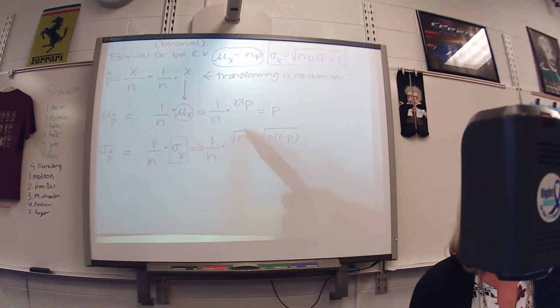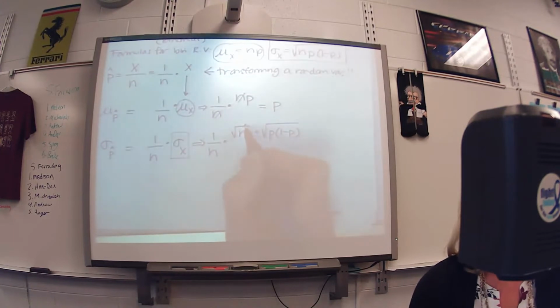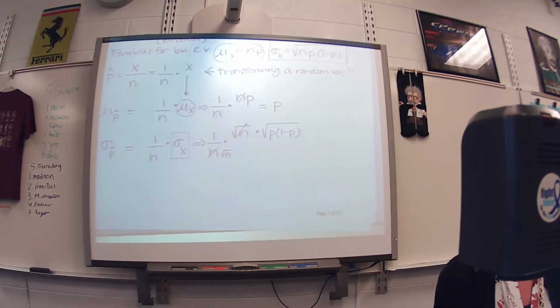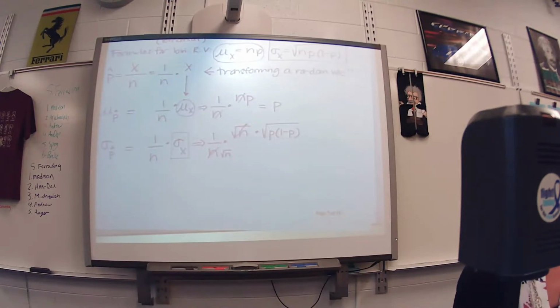So now the n's don't completely cancel. But what does happen is I can cancel the square root with this, but it's going to leave a square root now on the bottom. Okay. Either you follow that or you don't, but it might help some of you.